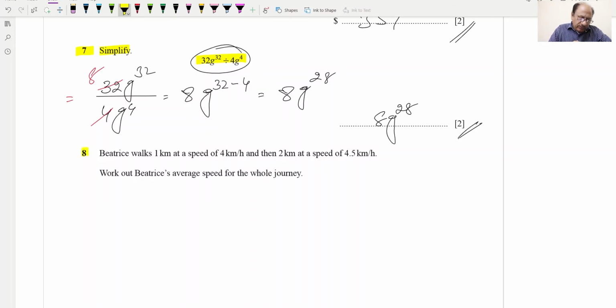Now question 9. Beatrice walks 1 kilometer at a speed of 4 kilometers per hour and then 2 kilometers at the speed of 4.5 kilometers per hour. Work out basically her average speed for the whole journey. Now first of all we know that speed is equal to distance over time, so we require the total distance, and first distance is 1 kilometer and second distance is 2 kilometers. So we'll calculate time for both different segments.